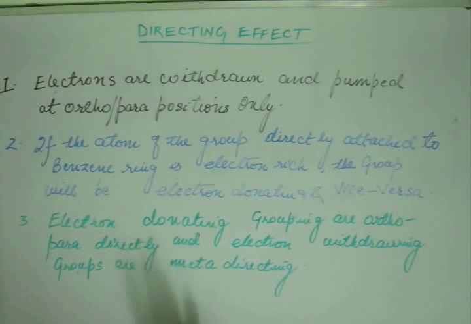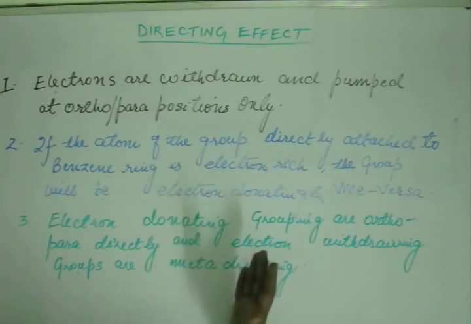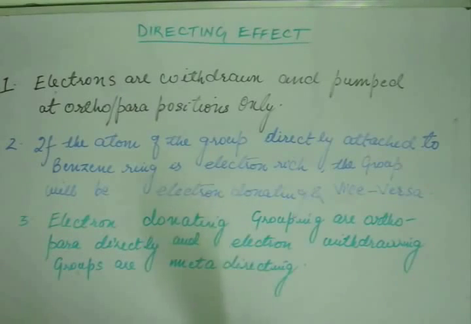I will review whatever we discussed last time, and then from here we will carry on with problem solving for this topic. I drew two resonating structures, and you must be convinced from them that the withdrawal and the donation, or the pumping, of electrons is only at the ortho-para positions. You must convince yourself by drawing resonating structures. So electrons are withdrawn from ortho-para positions and electrons are pumped to ortho-para positions. Meta remains as it is. I hope you are convinced with this.